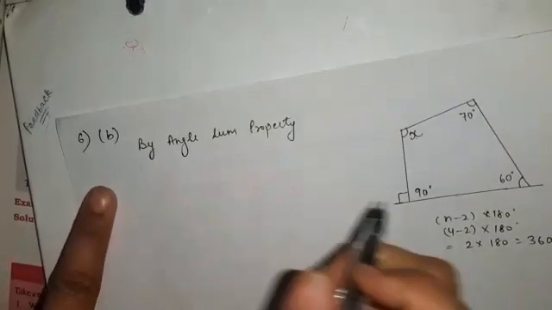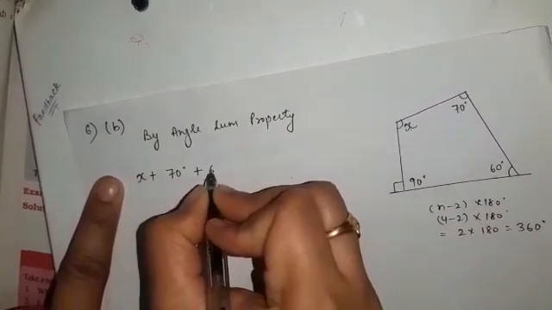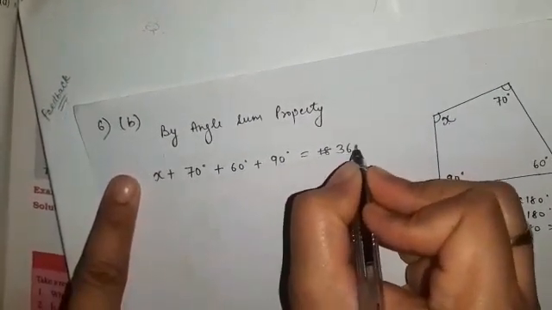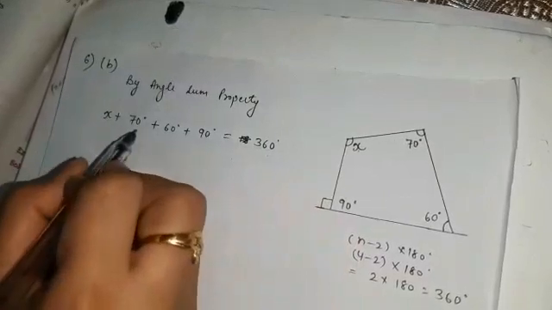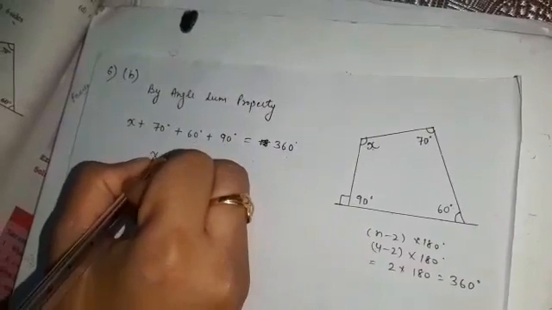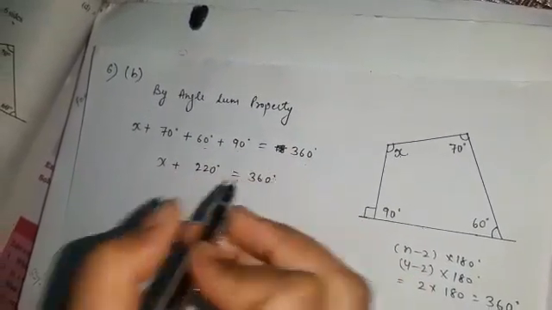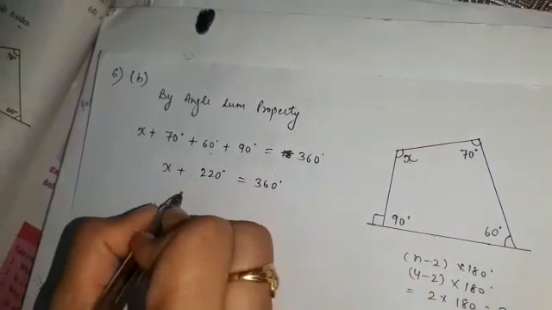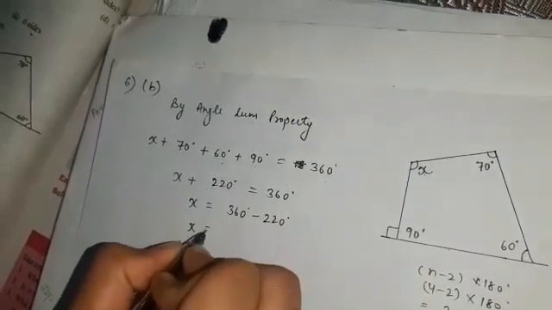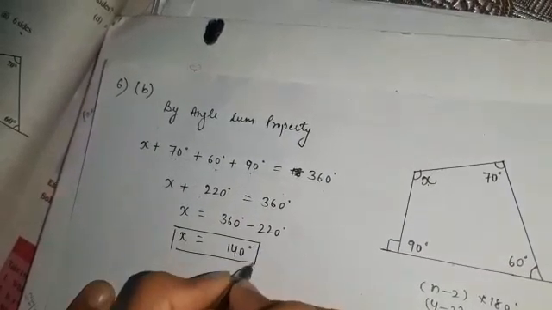By angle sum property, the sum of all these angles, x plus 70 degree plus 60 degree plus 90 degree is equals to 360 degree. Now the sum of these three numbers, 70 plus 60 plus 90, it will be x plus 220 equals to 360 degree. Now let's shift this 220 to other side. X is equals to 360 degree minus 220 degrees, so x is equals to 140 degrees. This is the value of x here.